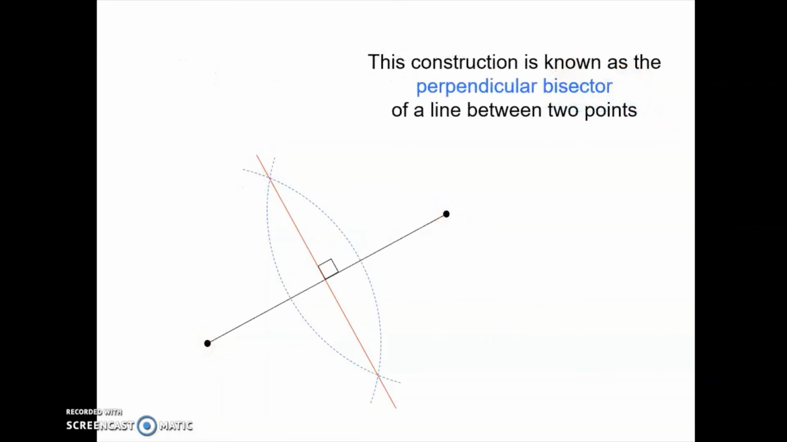Let's have a look at that a bit more mathematically. This construction is known as the perpendicular bisector. So if we have a line that connects 2 points and we want to find the halfway point of that line, we use this construction to find the perpendicular bisector. It always creates a right angle between the perpendicular bisector and the line connecting the 2 points.